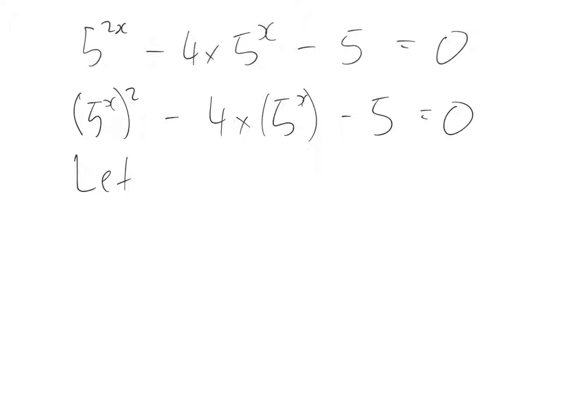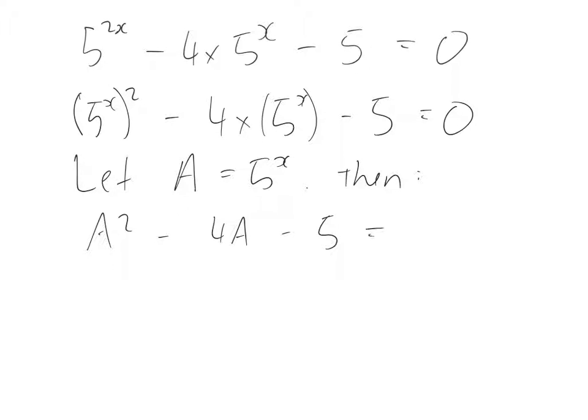I tend to use capital letters for this, I don't know why. Let a equal 5 to the power of x. Then what do we have? A squared minus 4a minus 5 equals 0. Now that's a trinomial, isn't it, that we can factorise and solve.